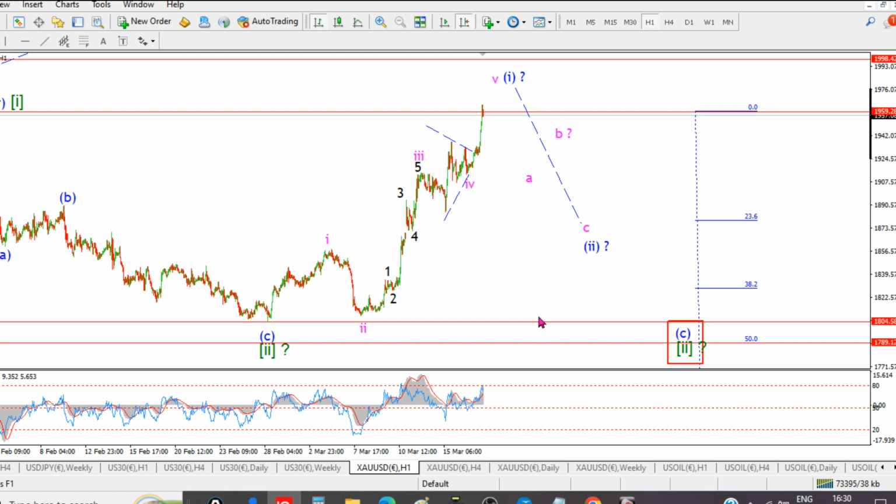I am a very long-term bull in gold. Let's get this second wave out of the way. Let's end it at that.